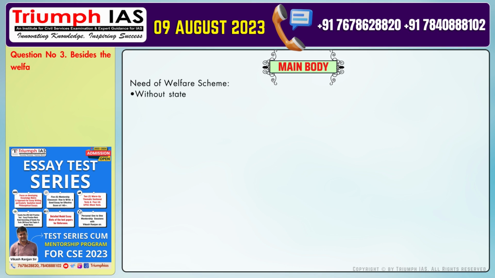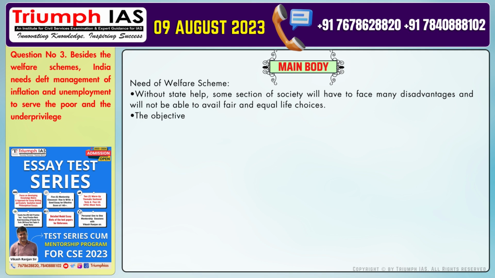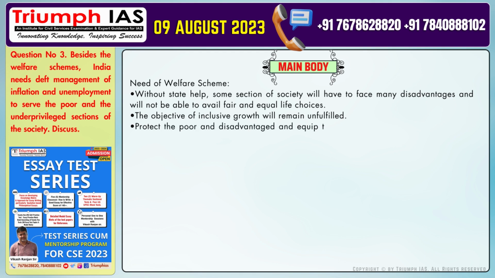Need of welfare scheme. Number 1. Without state help, some sections of society will have to face many disadvantages and will not be able to avail fair and equal life choices. Number 2. The objective of inclusive growth will remain unfulfilled. Number 3. Protect the poor and disadvantaged and equip the labor force in the lower rungs of the skill economy, thus enabling them to better participate in the process of accelerating economic growth.